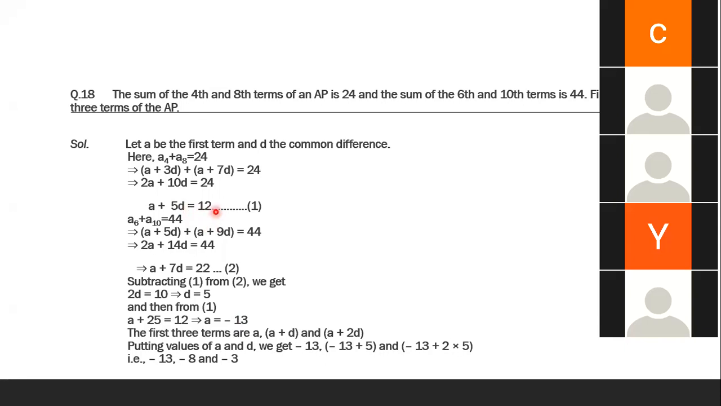Any doubt in this sum, children? No, ma'am. So for any sequence, we need A value and D value. If we get them, it is easy for us to find 3 terms or 4 terms. Any doubt? If no doubt, I'll move on to the next one. Shall we move on to the 19th term? Yes, ma'am.